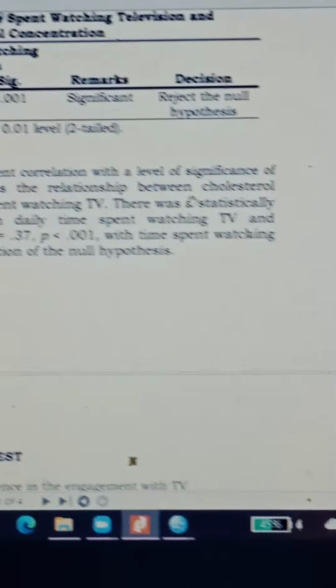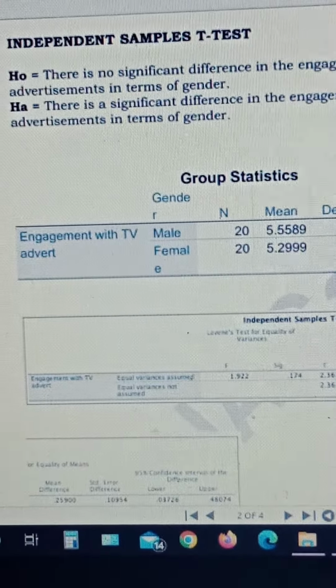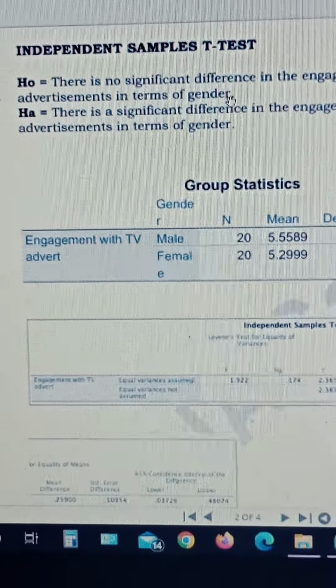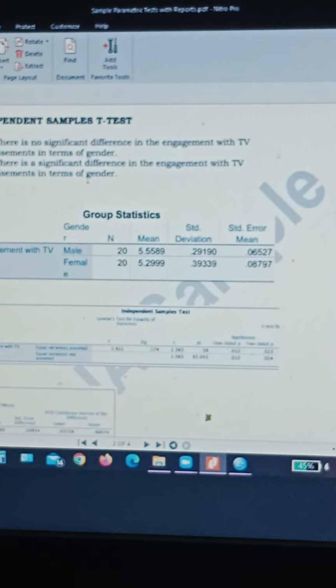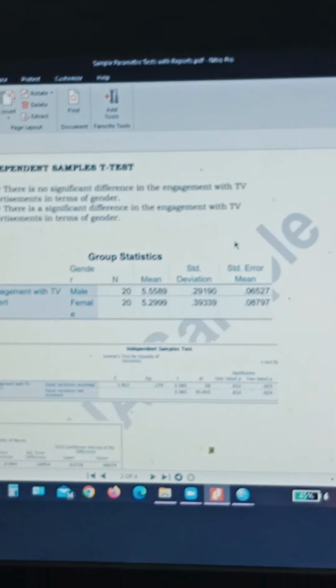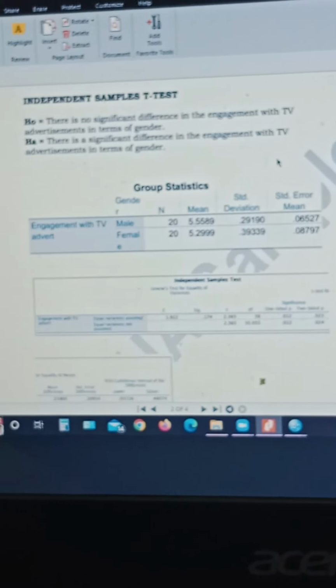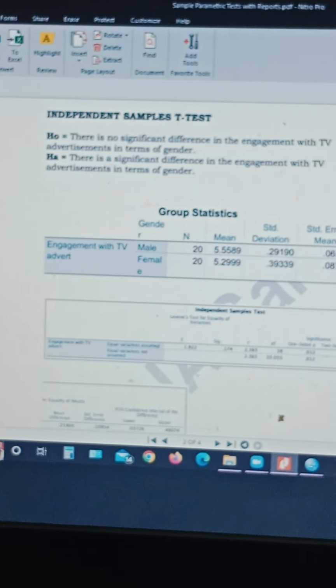Okay, this is how we do it. We have the HO, right? There is no significant difference in the engagement with TV advertisements in terms of, sorry, it has to be sex, not gender. Anyway, this has to be sex. Or you can say, there is no significant difference between males and females in their engagement with TV advertisements. So you stated that.